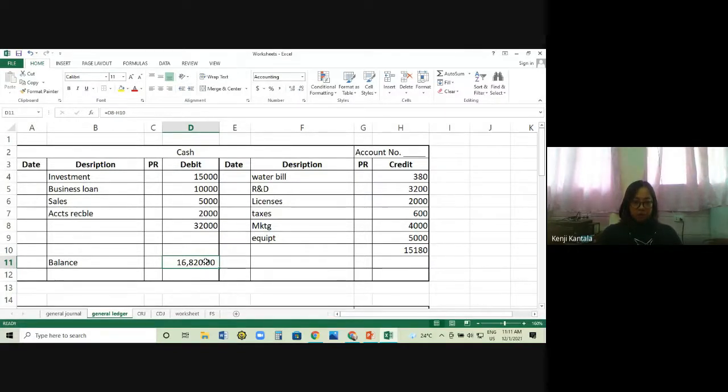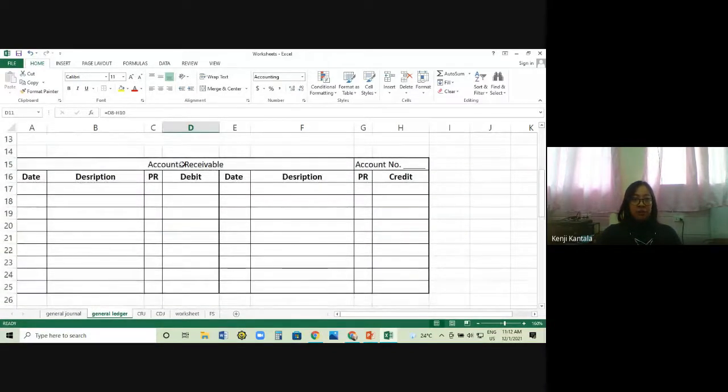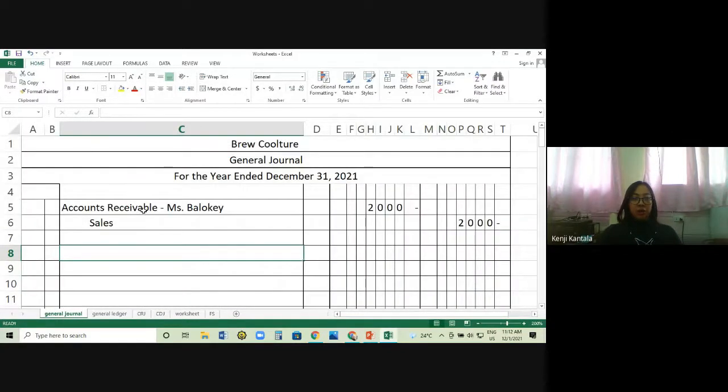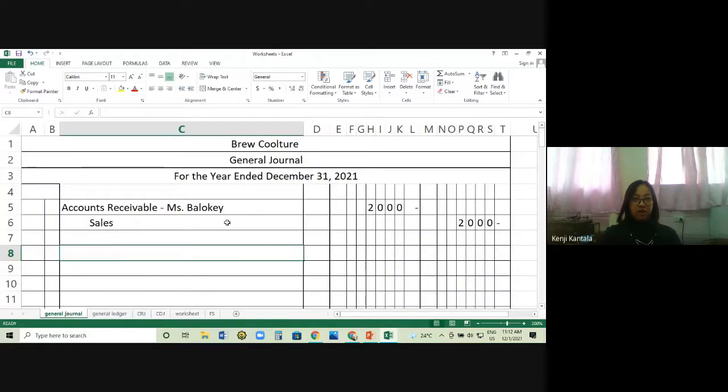So, magtutugma dapat yung on hand mo at saka yung sa libro mo. Next, after yung sa cash natin, we have accounts receivable. Kanina, balikan natin si General Journal. Nag-record tayo ng debit to accounts receivable ng 2,000. So, we have here, Miss Baloke, debit ng 2,000. Sa General Journal, hanapin lang natin lahat ng accounts receivable natin.